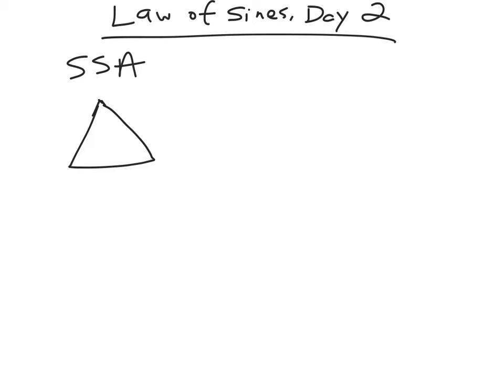For example, this side over here is, let's say, 12. This side over here is, let's say, 31. And then the angle that we have knowledge about is not the angle in between them, but one of the outside angles right there. So let's say this one is 20.5 degrees. So that's this angle right here. So this is our SSA scenario. And this is what is known as the ambiguous case.